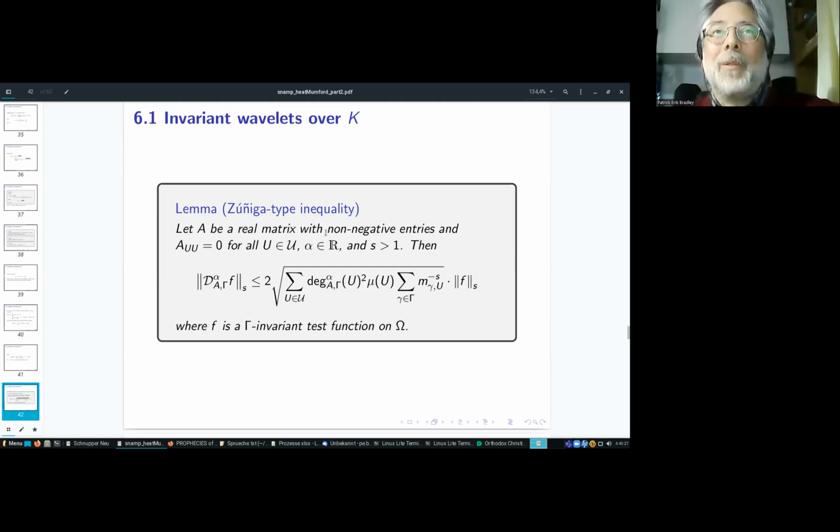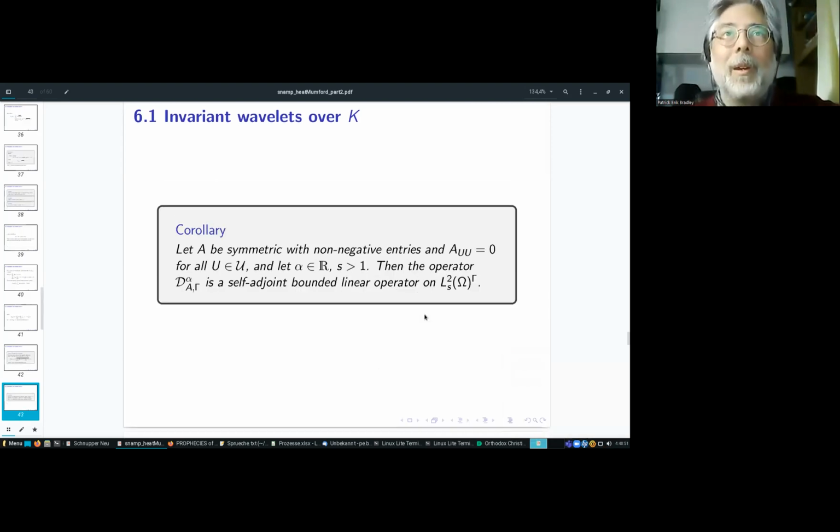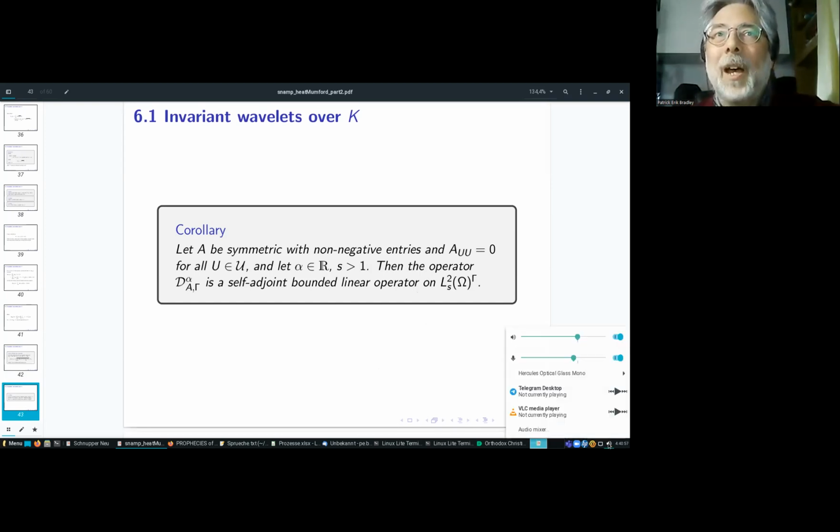Again, we have the Zúñiga type inequality, which just says that your operator is bounded, and the bound is explicitly given. What you get extra is the weight of U, the volume of U, but also these weights m_gamma to the -s summed up. This sum converges, right? And f is a gamma invariant test function on Omega. So if the matrix A is symmetric with non-negative entries and vanishing diagonal, alpha a real number, s greater than 1, then the operator is a self-adjoint bounded linear operator on the function space of gamma invariant functions on Omega, L2.